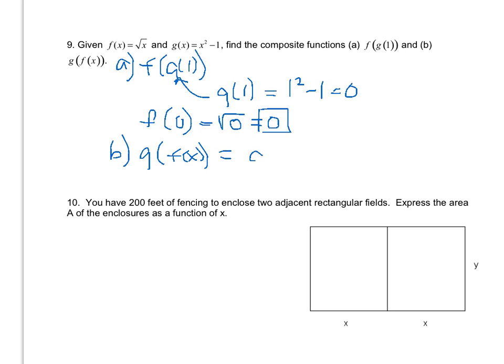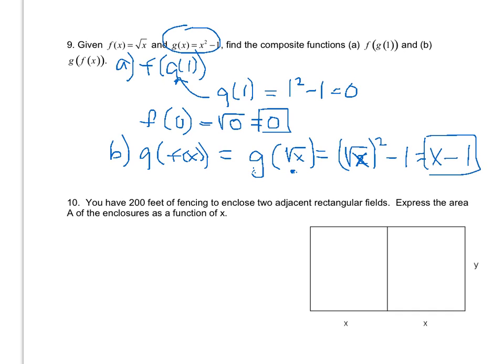Now part B says to do g of f of x. So we're going to go into the g function with the f function, and the f function is defined to be root x. So now we're going into the g function with that value. So here we go. The g function is right here. So it says to take this value for x and plop it in wherever you see an x. So I have root x squared. It says to square it and subtract 1, which gives me x minus 1. And you've just evaluated both A and B with composite functions.